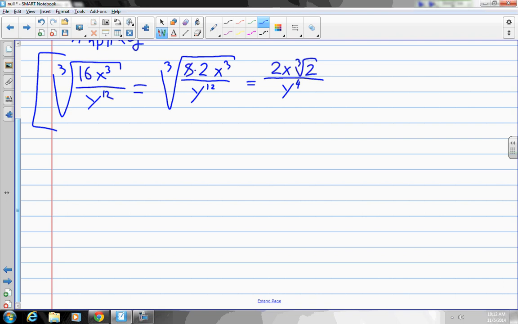Well, how about this one? Let's say I have a fourth root of 18 a to the power 9 b to the power 5 over a fourth root of 3b.